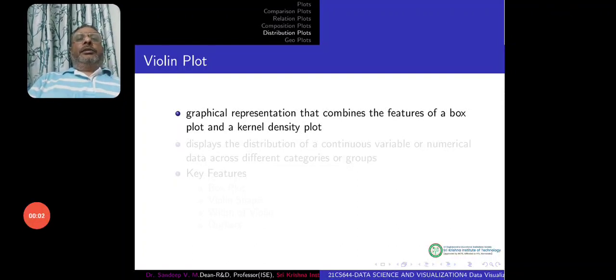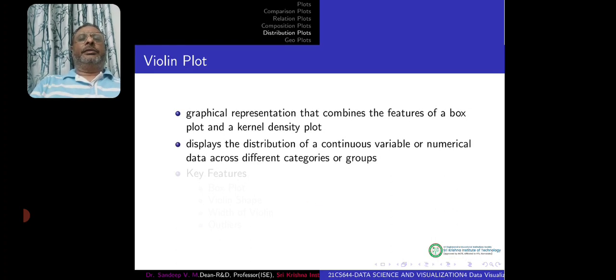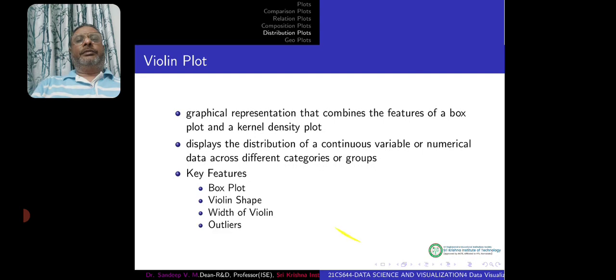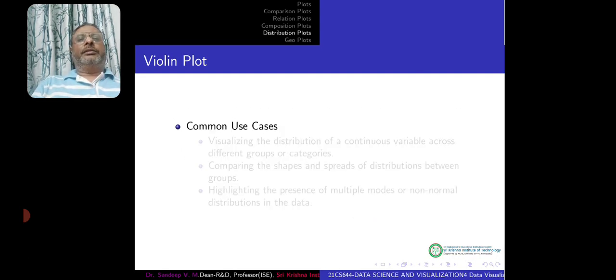The next among the distribution plots is a violin plot. It's a graphical representation that combines the features of a box plot and a kernel density plot. It displays the distribution of continuous variable or numerical data across different categories or groups. The key features are the box plot, violin shape, width of the violin, and outliers.